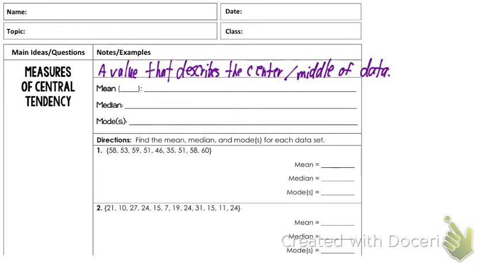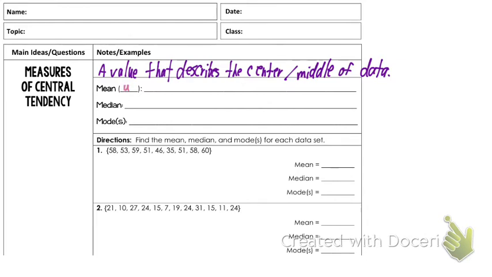The first type of measure of central tendency we're going to talk about is the mean. The mean is going to be like a U, but with a little tail in the front. So you see how I did that? I made a U and a little tail in the front.